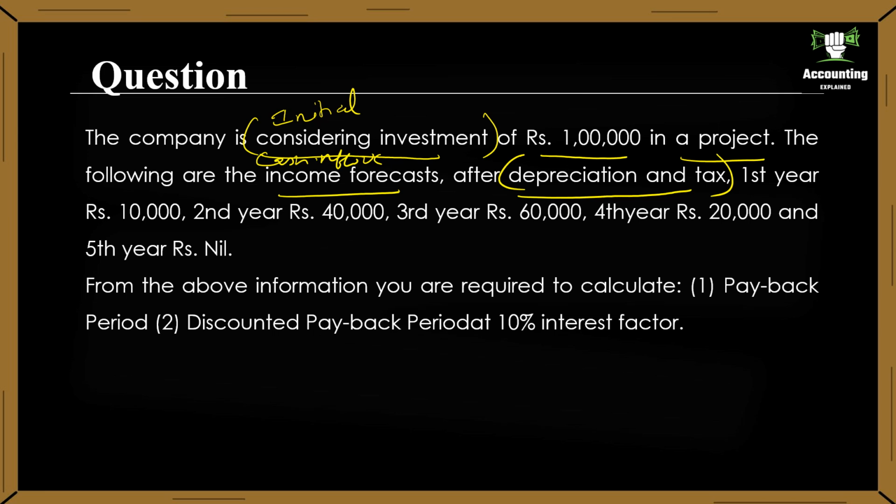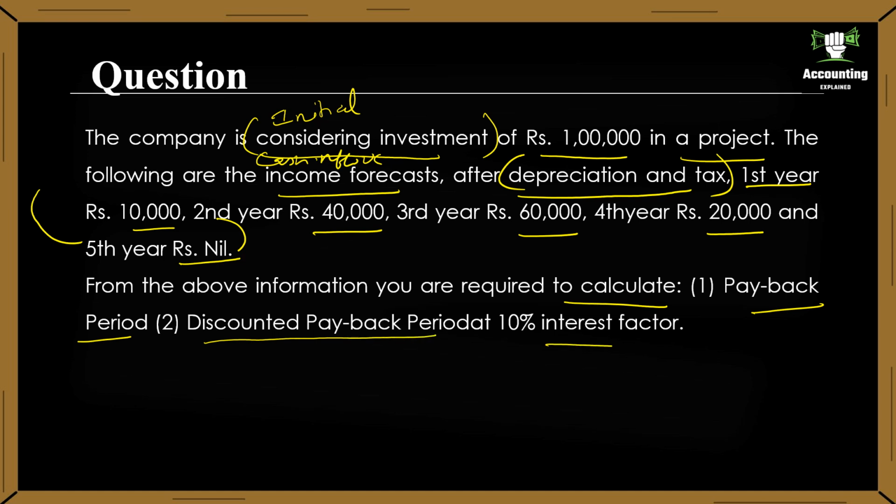Okay. The cash inflows are as follows. First year 10,000, second year 40,000, third year 60,000, fourth year 20,000 and fifth year it is nil. These are all future cash inflows. From the above information, you are required to calculate payback period, that is, in the traditional way, and discounted payback period at 10% interest factor. We are going to discount these future cash flows of 10,000, 40,000, 60,000, 20,000 at a 10% interest factor. That is the discount factor or the appropriate rate of interest.